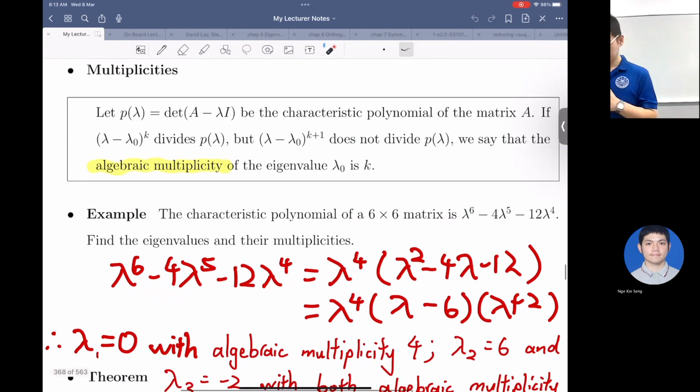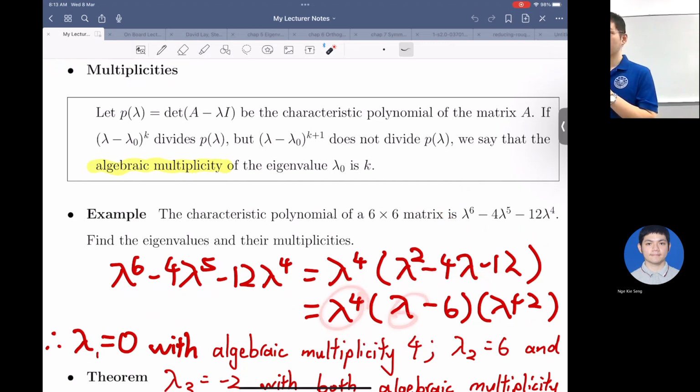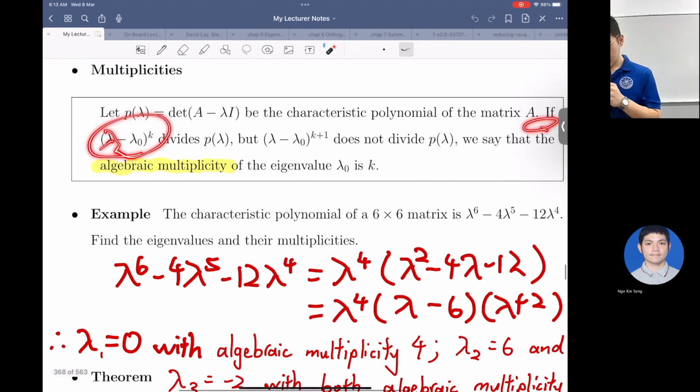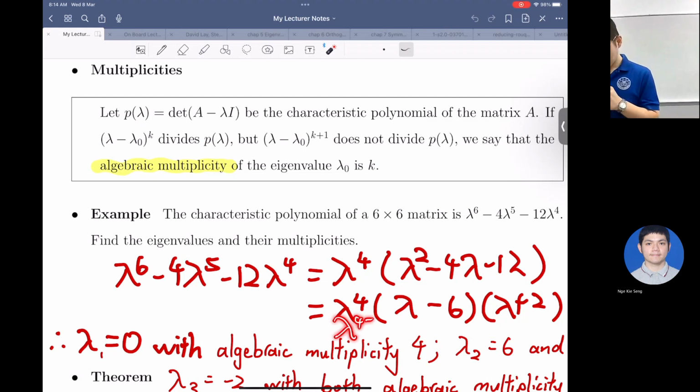Let's look at this example here. In this characteristic polynomial, we already factorized into 3 roots: the first is the 0 root, then 6, and -2. So let's ask about the algebraic multiplicity of 0. It says that if lambda minus 0 to the k divides the polynomial, but lambda to the k plus 1 doesn't divide, then we take k. For example, lambda to the 4 divides the characteristic polynomial, but lambda to the 4 plus 1, which is 5, doesn't divide. So we take 4 as the algebraic multiplicity.